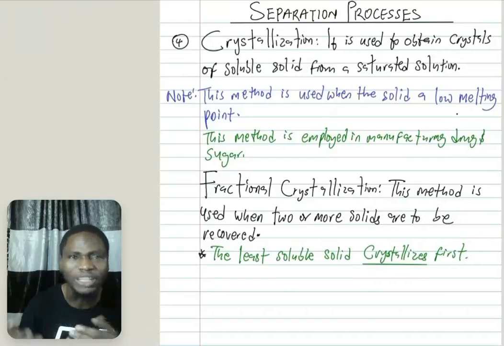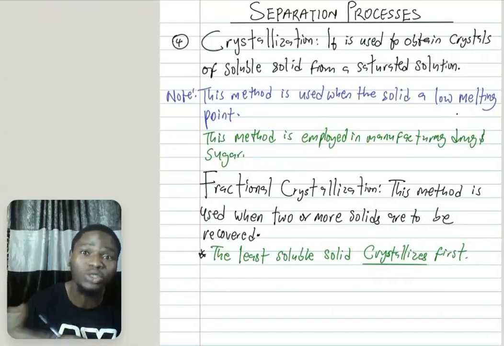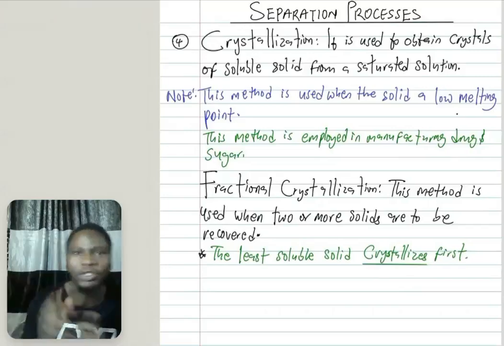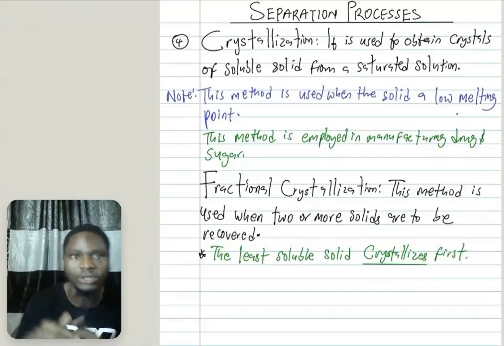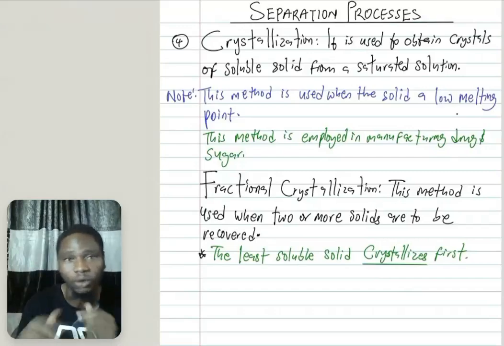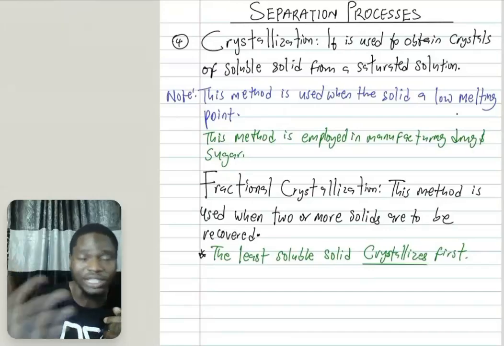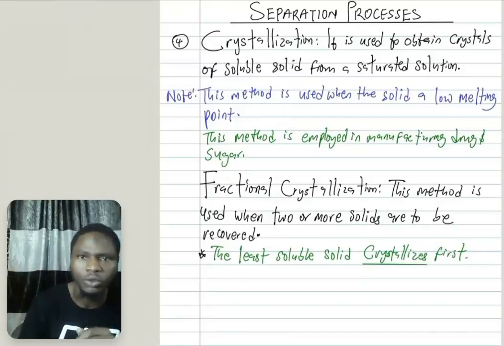And also, when the purity of the substance is really considered, we use crystallization. That is, crystallization produces purer solids than evaporation to dryness. I've given us two differences between them: crystallization is for low melting point solids, and it produces purer solids than evaporation to dryness. So we apply it in the drug industry and the sugar industry.